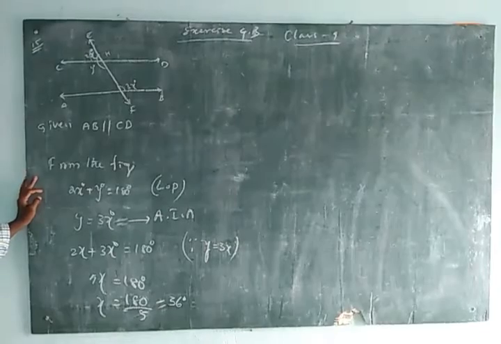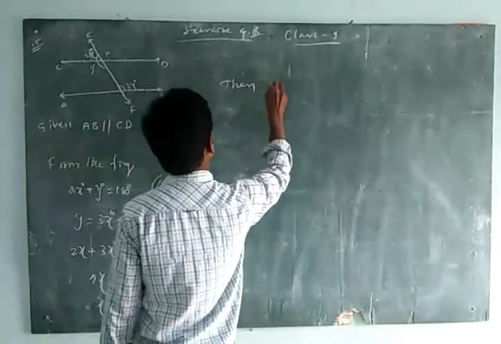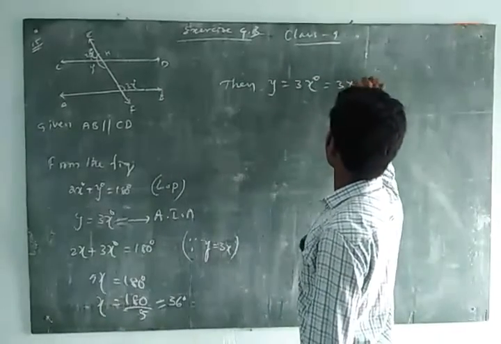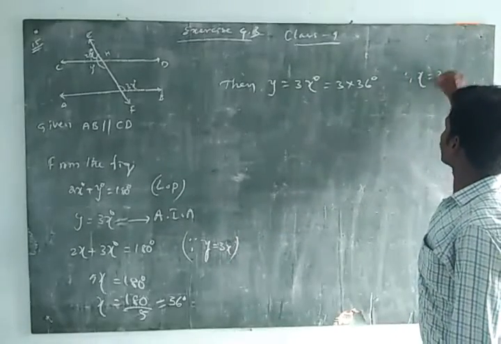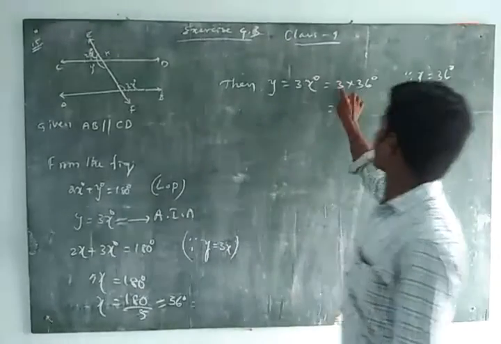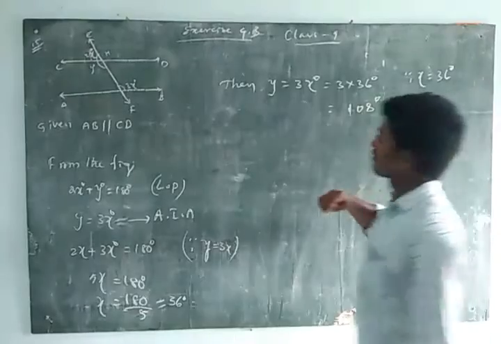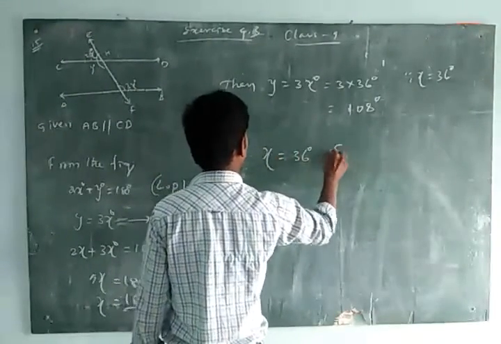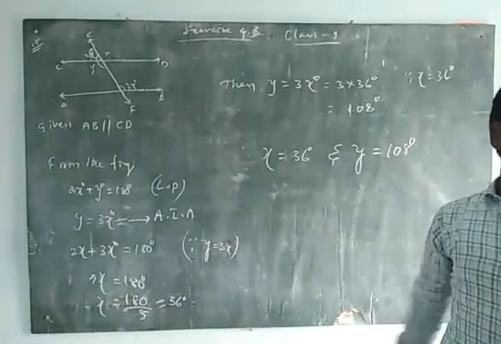If x is equal to 36 degrees, then y is equal to 3x degrees. You know that 3x means 3 into 36 degrees. Since x is equal to 36 degrees, 3 sixes are 18, 3 threes are 9 plus 1, 10. 108 degrees. Therefore, x is equal to 36 degrees and y is equal to 108 degrees. Did you understand?